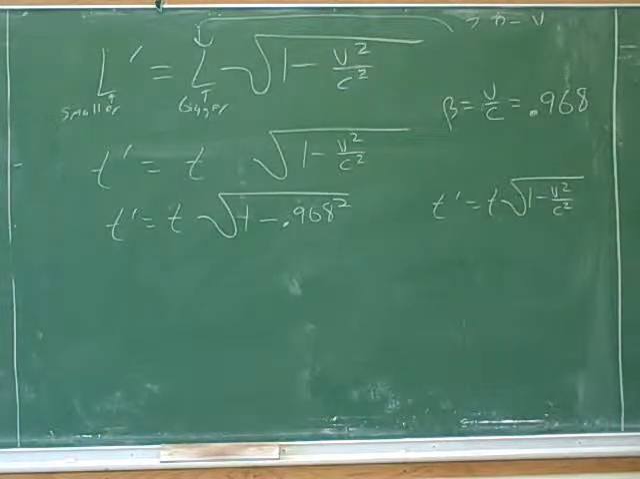Now, let me see how you do that in your calculator. Let's go through that again. So 0.968 squared, and 1 minus the answer, good. The square root of the answer should give us this. Okay, all right, keep going. Fine. I'm a little confused.